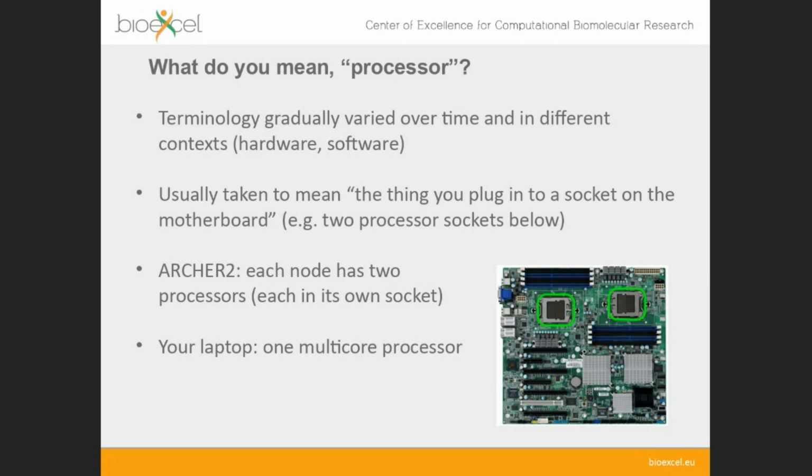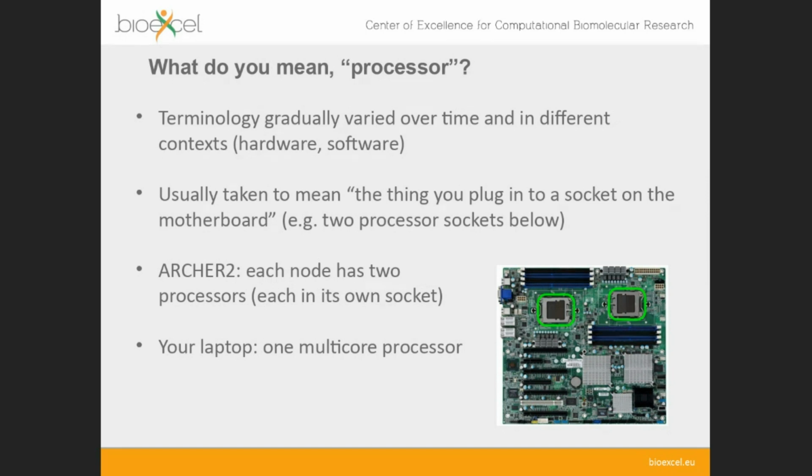So for example, in the picture shown there, which is not an HPC motherboard, I think it's just some generic motherboard, it has two sockets, none of which contains a chip at the moment. I think they're open. So you would plug in two processor chips there, so that board would have two sockets, two processors. ARCHER2 is a good example. The compute nodes there each have two sockets, and your laptop probably just has one socket, so probably has one processor. And that processor is a multi-core processor. What we mean by cores, we'll see later on as well.